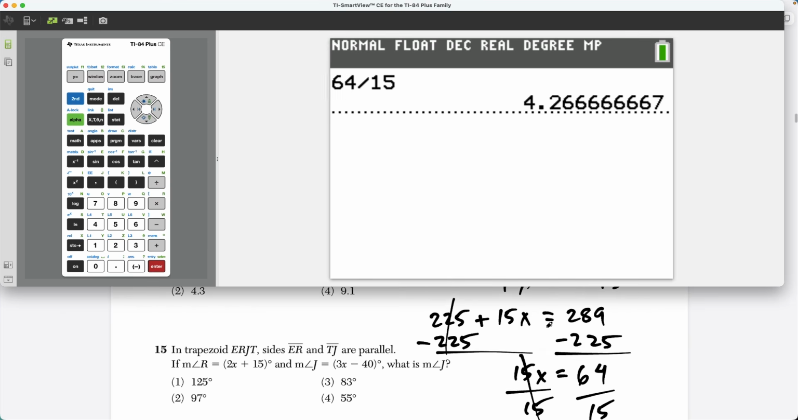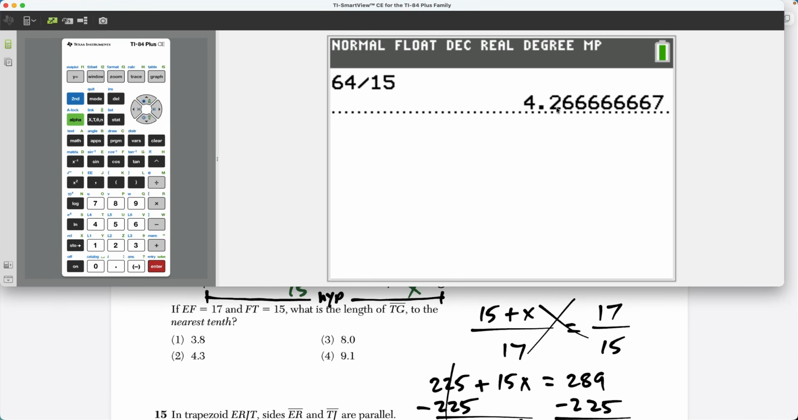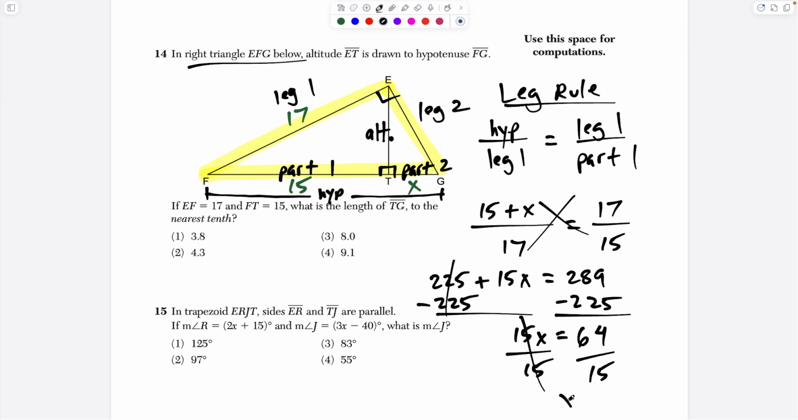To the nearest tenth, I just look at the tenths place, which is a 2. To the right is a 6. So I round up to 4.3. So we have x is equal to 4.3, which tells us choice 2 is our answer.